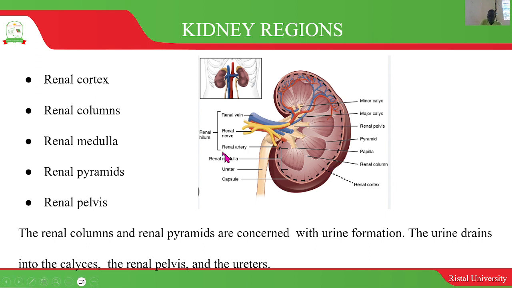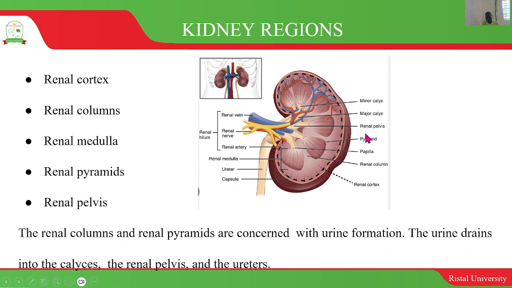So let's look at it briefly. We have the renal cortex, renal columns, renal medulla, the pyramids, and then the renal pelvis. The renal columns and the renal pyramids are concerned with urine formation, and the urine drains into the calyxes, and then into the renal pelvis, and then to the ureters. So from the calyxes to the pelvis, the area around here, and then finally to the ureter, which conveys it to the urinary bladder and to the urethra.